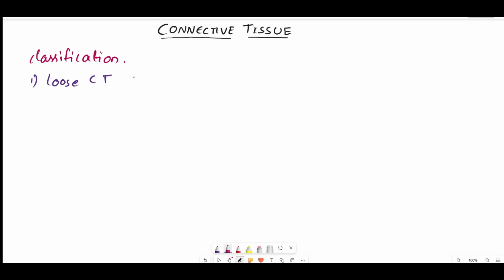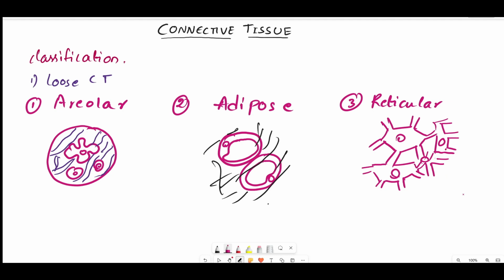Coming to the first one, loose connective tissue. Why do we call it loose connective tissue? Because there is a loose network of fibers. Now I have drawn all three different types of loose connective tissue. The first one is areolar, the second one is adipose tissue. In the adipose tissue, this part we call the collagen fibers, whereas these are the fat cells. And the third one is the reticular connective tissue, where we have the reticular fibers.